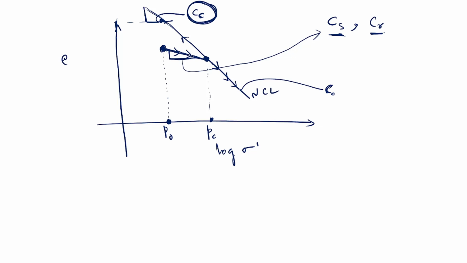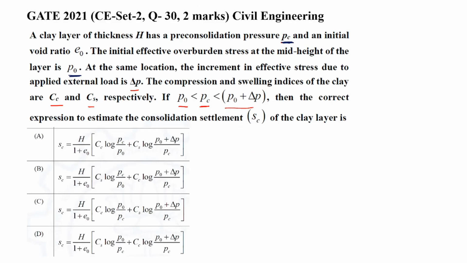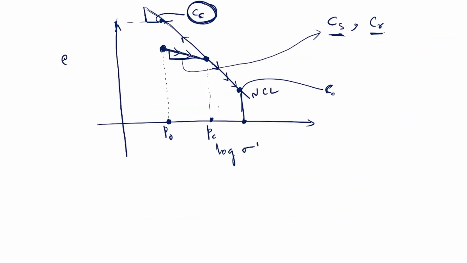Now in the question, you are at this point finally. Initially this much overburden was present at the same location. The increment in effective stress due to the applied external load is delta P. You are increasing by delta P, that means P naught plus delta P. But here it is said that P naught plus delta P is more than PC, somewhere here.